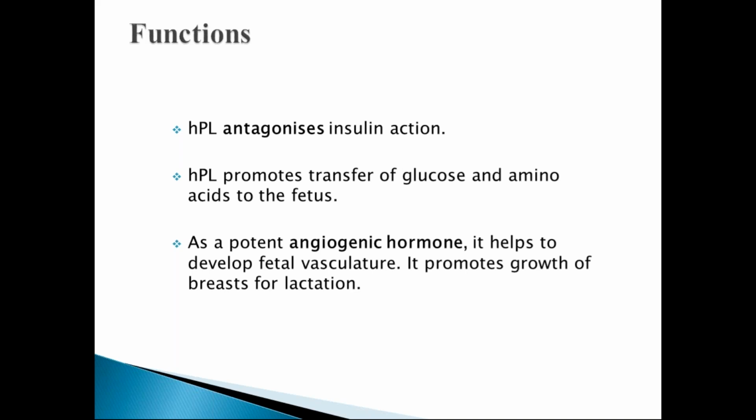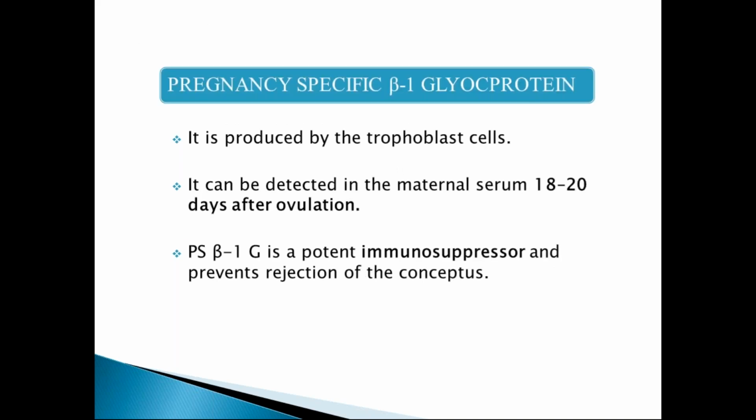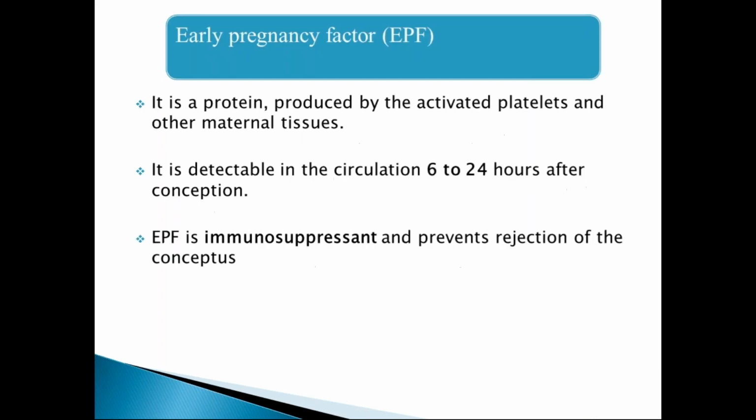It has angiogenic potency, and it helps in developing fetal vasculature. It promotes the breast for lactation. The third one is pregnancy specific beta-1 glycoprotein. It is produced by trophoblastic cells, can be detected by 18 to 20 days after ovulation, and it's a potent immunosuppressor. Immunosuppressor, again, means it inhibits the immune rejection of the fetus.